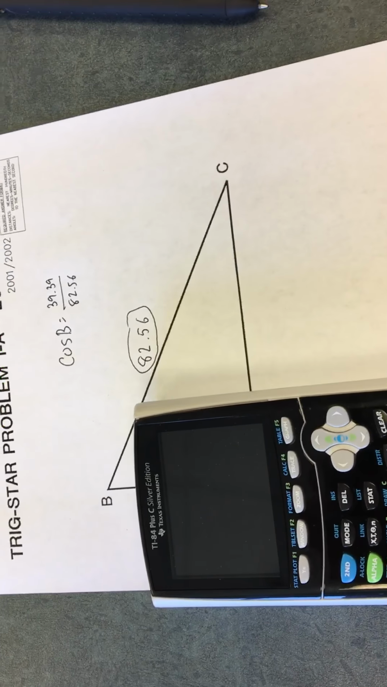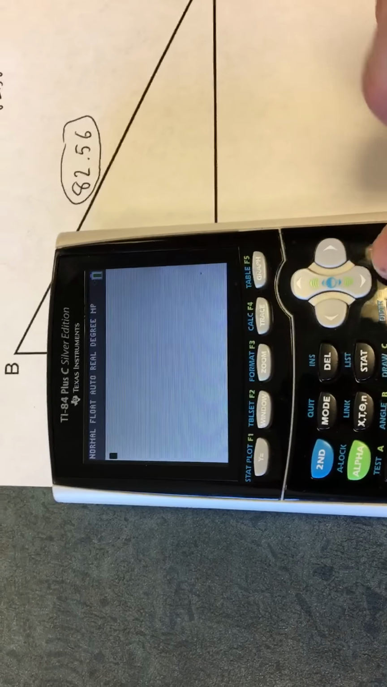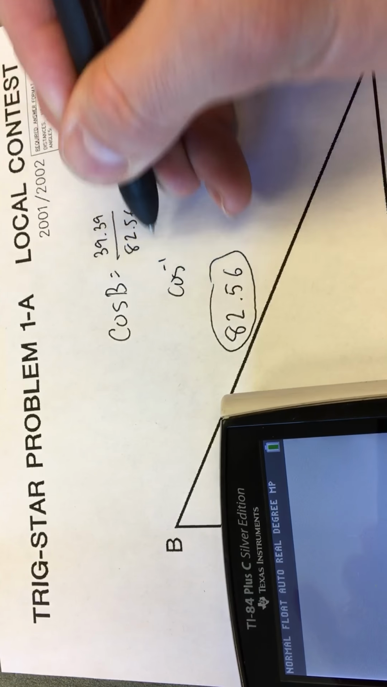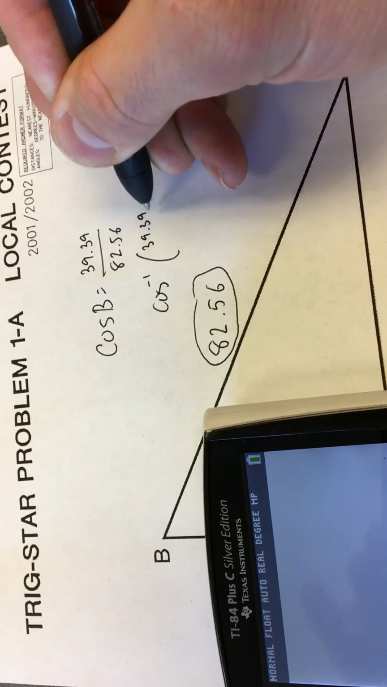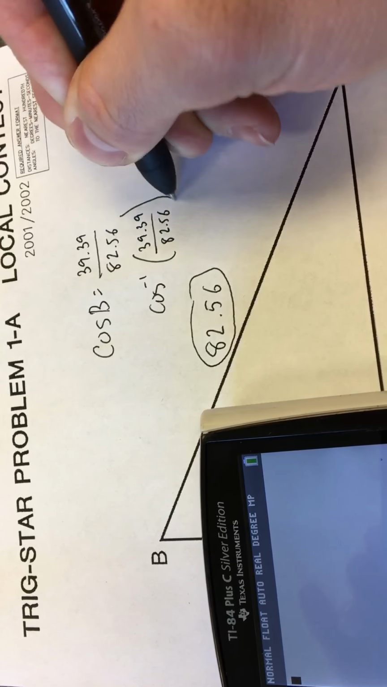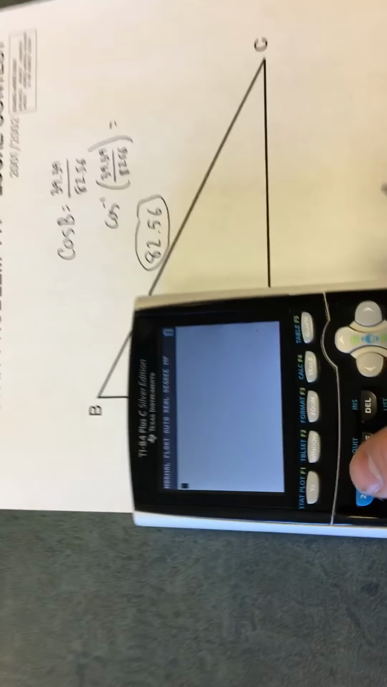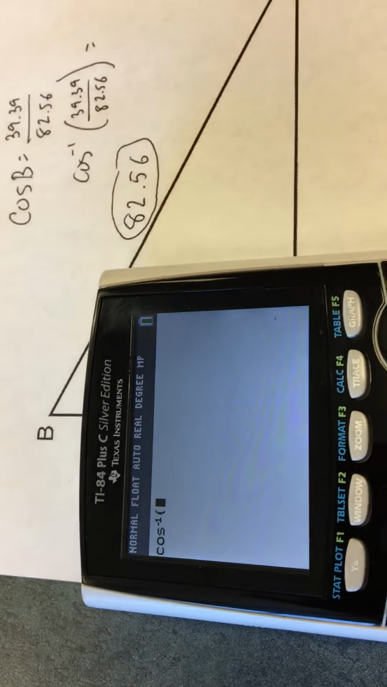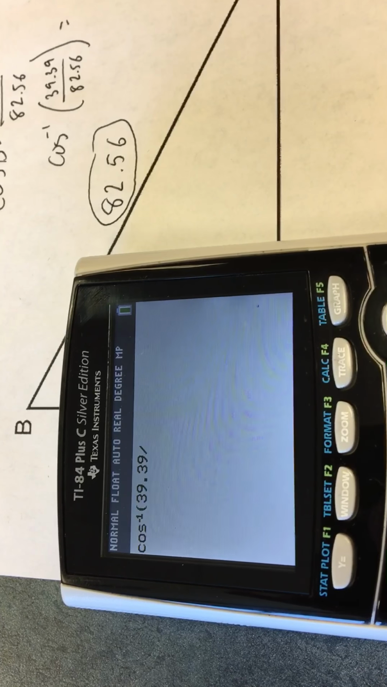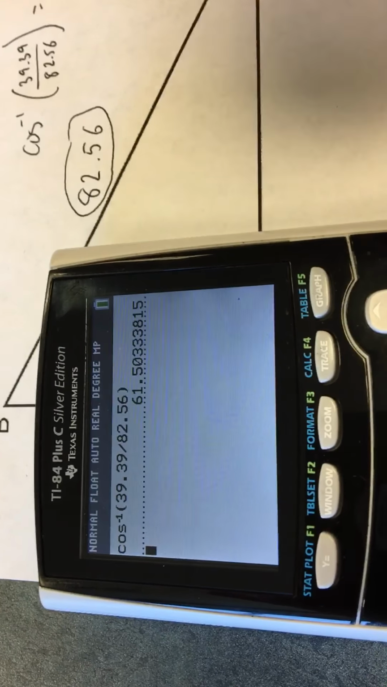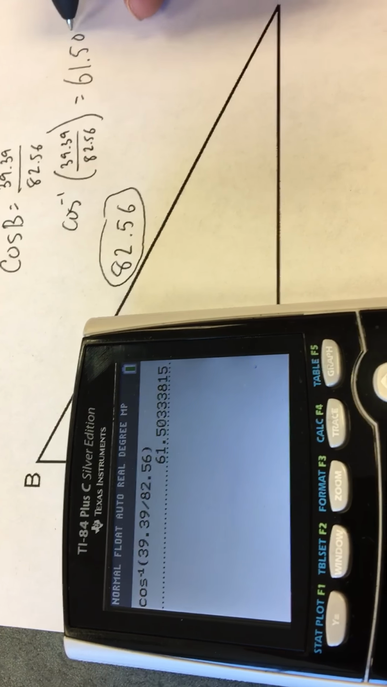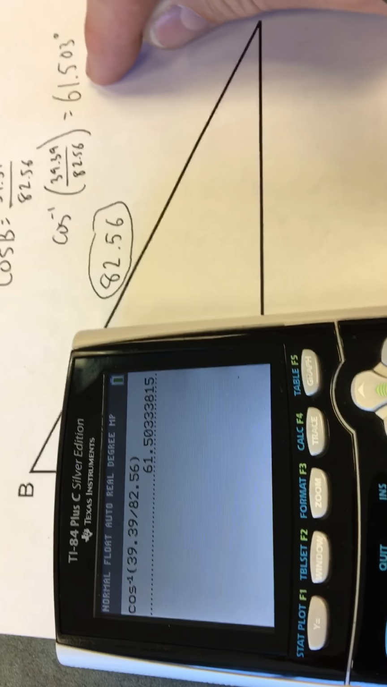So of course I'm going to use my inverse cosine button on my calculator and do this all one-handed. Make sure I'm in degree mode, of course. Yes, I am. So if I go the inverse cosine of 39.39 divided by 82.56, close it out, this should give me my angle, 61.503 degrees, but I need to have this in the nearest second.